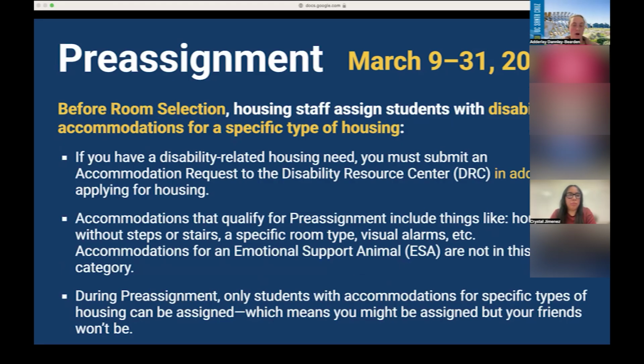One thing to note for students with DRC accommodations is that if you have an ESA only and no housing accommodation, you won't be a part of that pre-assignment process. But if you do have a specific housing accommodation, like you need specific housing without stairs, you need a specific room type, visual alarms, anything like that, that would be a part of the pre-assignment process.